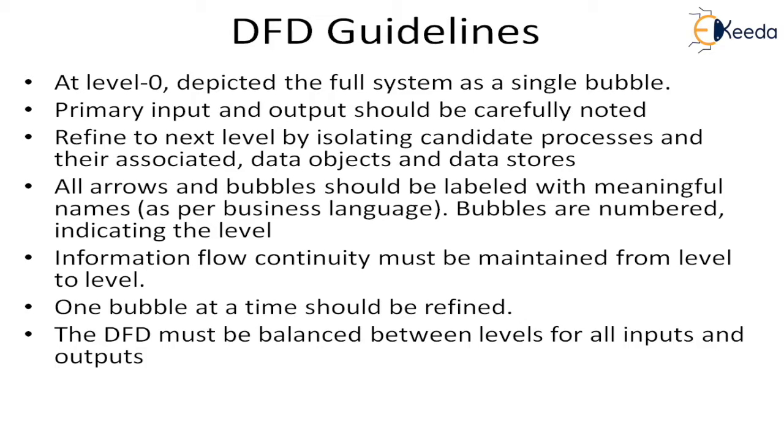Then it will be refined to the next level by isolating candidate processes and their associated data objects and data stores. So we have to take one single process, its data stores, its data objects. These three things we have to take. When we say data objects, they are both input and output. Then we have to decompose it into lower level processes, so that we can get the level 1 abstraction, level 2 abstraction, and so on. We will continue until we have reached a very simple process which cannot be refined anymore.